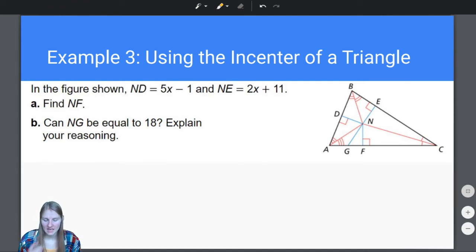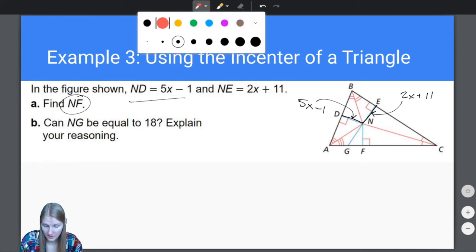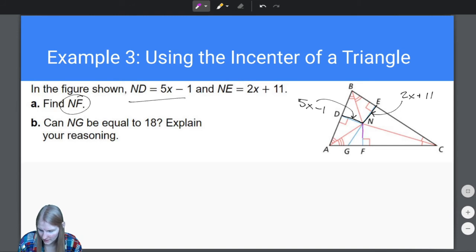Not finding the incenter, using the incenter of a triangle. So, in the figure shown, ND is 5x minus 1, and NE is 2x plus 11. The first part is find NF. Okay, so we want, let's not use red, everything's red in there. We want to find NF.